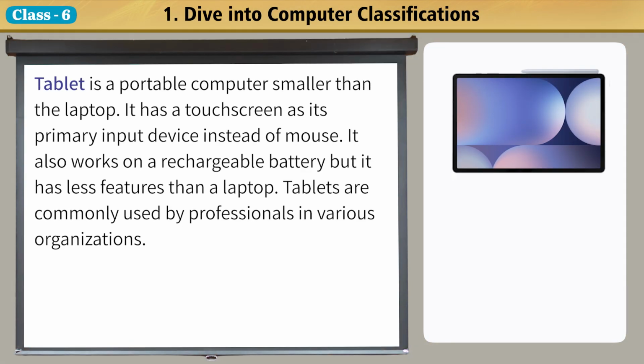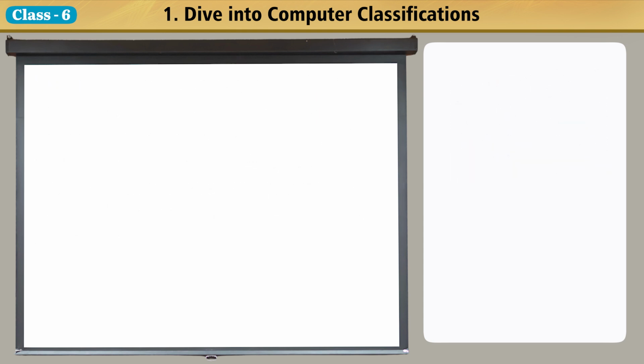Tablet is a portable computer smaller than the laptop. It has a touchscreen as its primary input device instead of a mouse. It also works on a rechargeable battery, but it has fewer features than a laptop. Tablets are commonly used by professionals in various organizations.